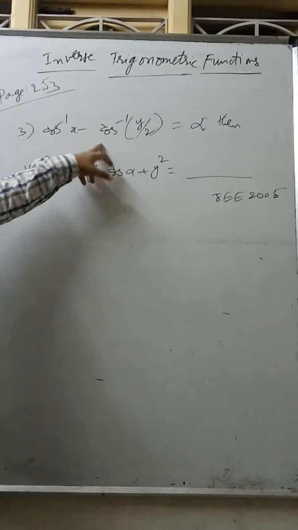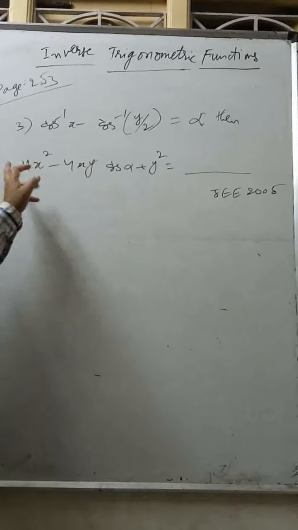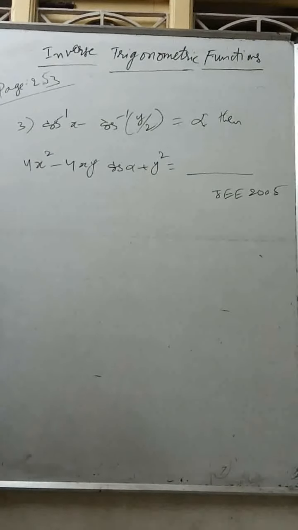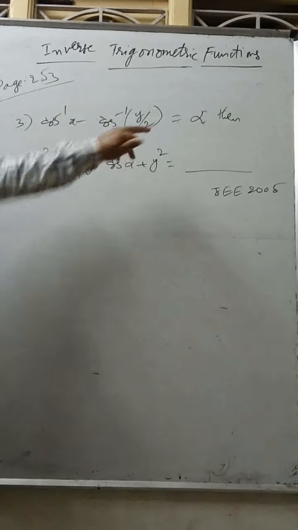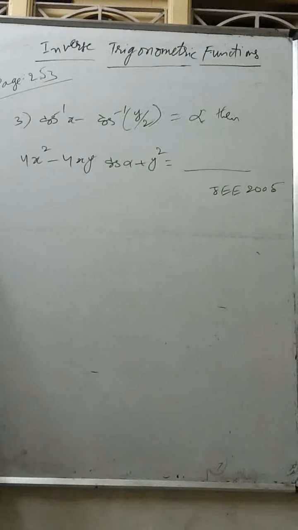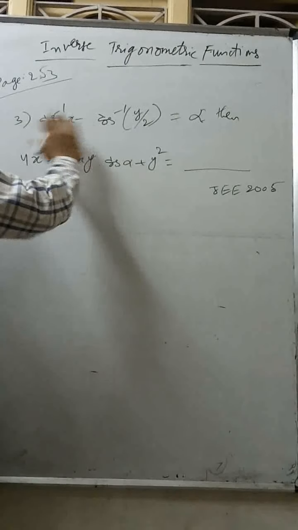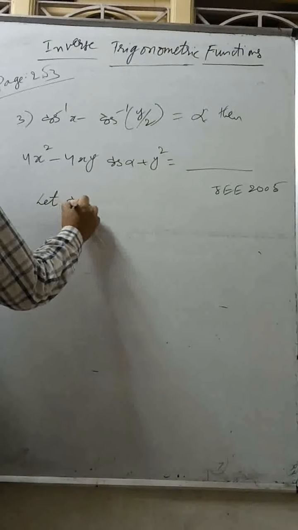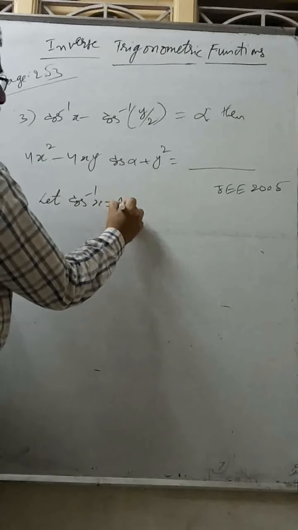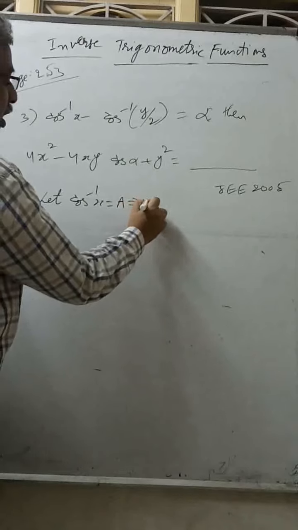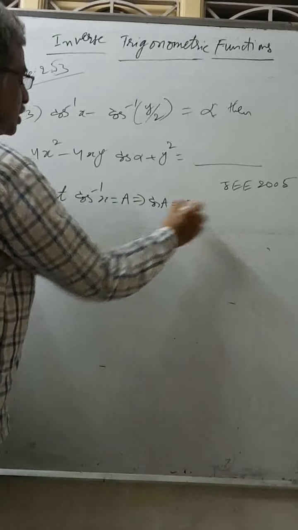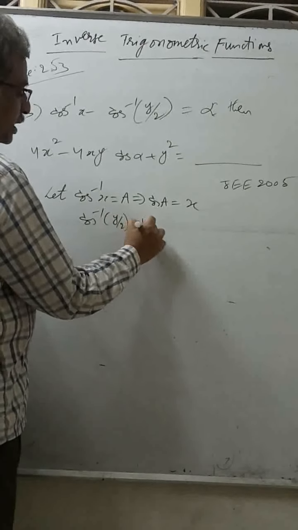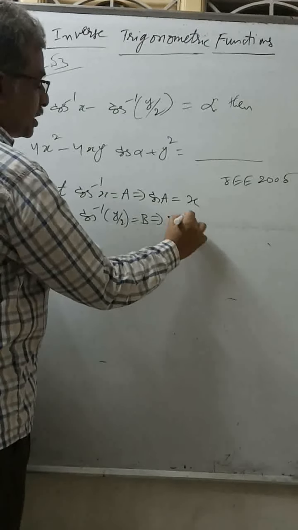Cos inverse x minus cos inverse y by 2 equals alpha. Then he is asking to find the value of 4x square minus 4x by cos alpha plus y square. This is almost the same as our previous equation except for this by 2. For that, what we took, this is A, this is B, and we took cos of A minus B. Same concept we will follow. Let cos inverse x equal to some A, which implies cos A equals x. Similarly, cos inverse y by 2 equals some B, which implies cos B equals y by 2.